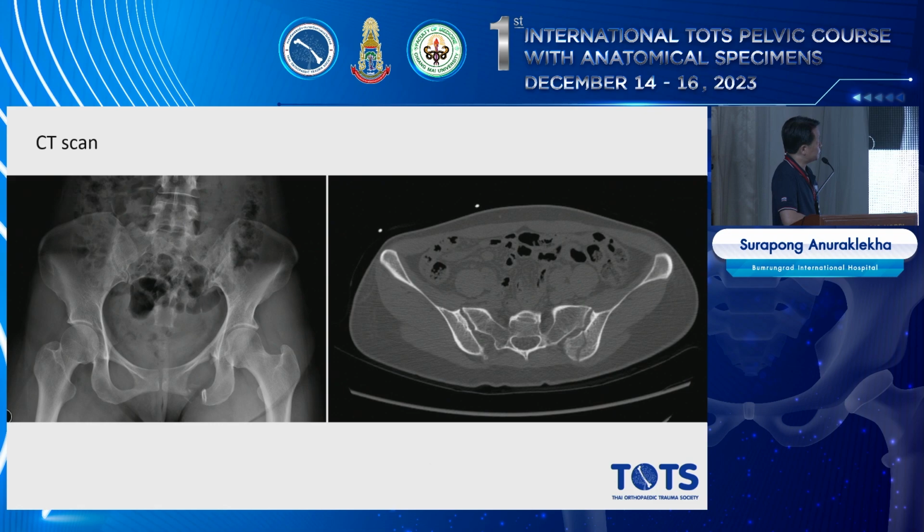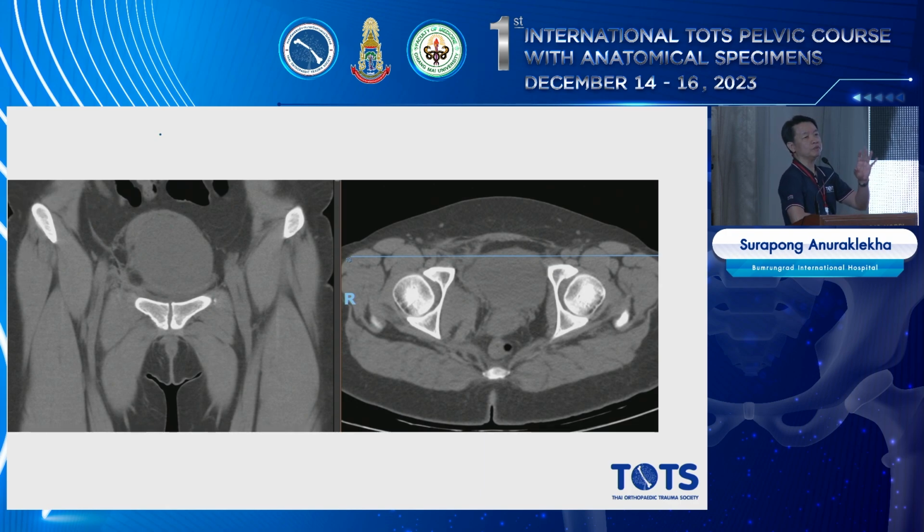This is another example. You can see that there is some fracture over the left pubic ramus. Over the left side, it isn't clear whether there is any injury, but if you look at the CT scan, you can see the fracture of the PSIS, which is typically an LC2 fracture, which you will never get this information from just the X-ray.